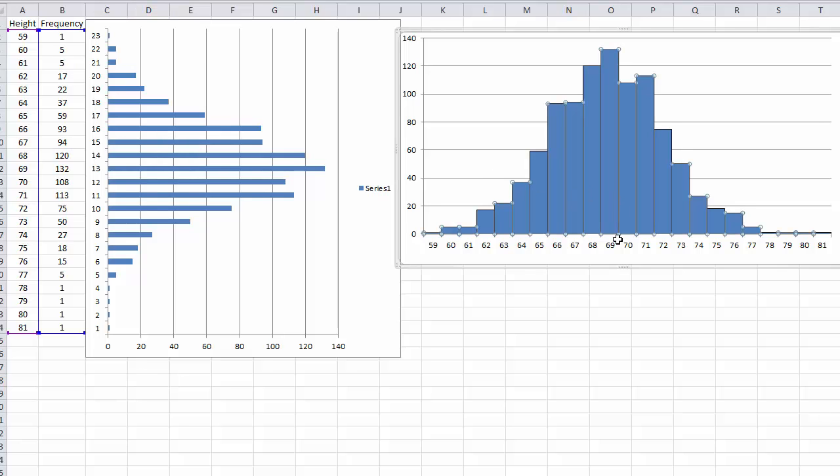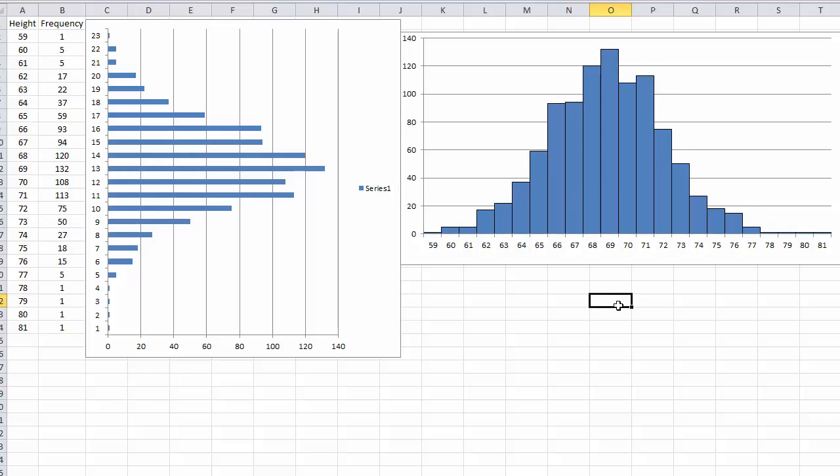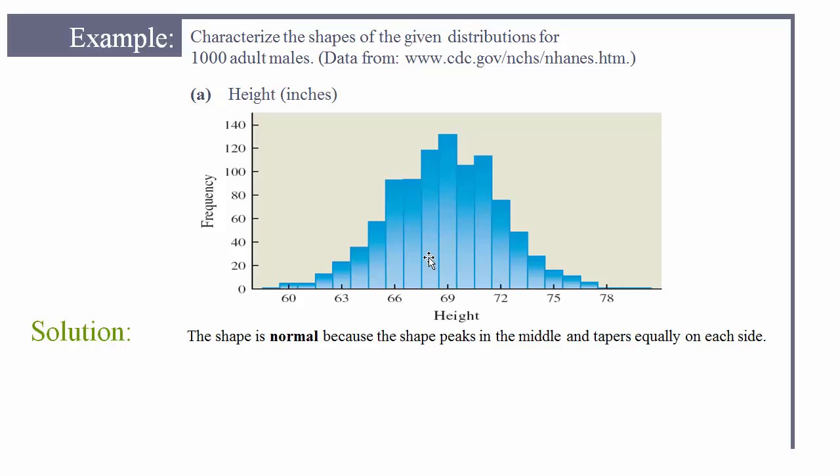Here's your histogram, prettier, made horizontal, and with all the labels at the bottom. But that's exactly like this picture here. It's relatively normal because it's relatively bell shaped.